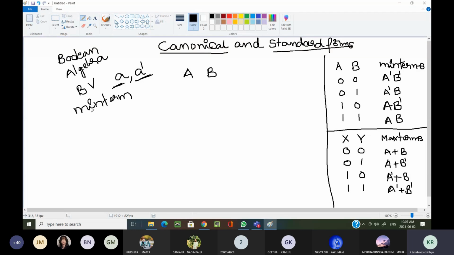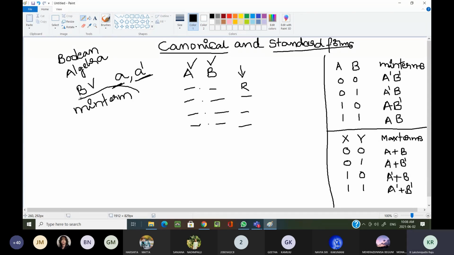Now, there are two variables. Whenever I consider two variables, we have four combinations. We know what those four combinations are. Among these two variables, I apply the AND operation, and whatever result I get, I consider it as a minterm.